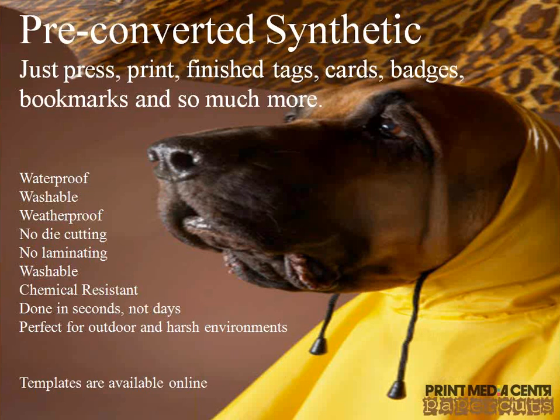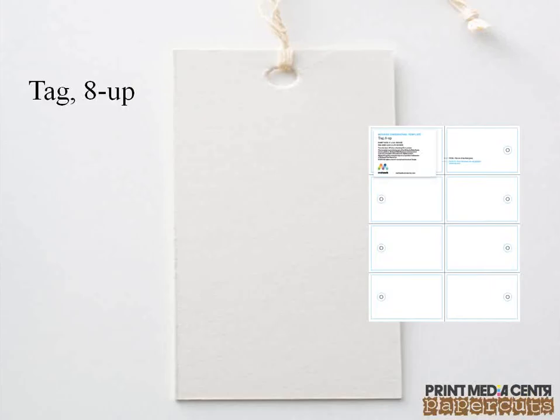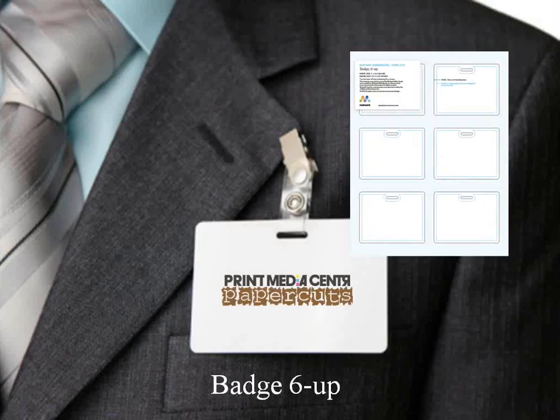A new part of the business is pre-converted synthetics. They're synthetic, meaning waterproof, weatherproof, tear-proof, and so on. But they're pre-converted, which is interesting for quick turn digital work. Things like tags. This is a tag that comes 8 up with a little drill hole, and all you do is pop them apart. It's got a perf wherever you see that black line, and they just perf apart. So you print the sheet, which comes 8.5 by 11, and take it apart. There's no post-press with that.